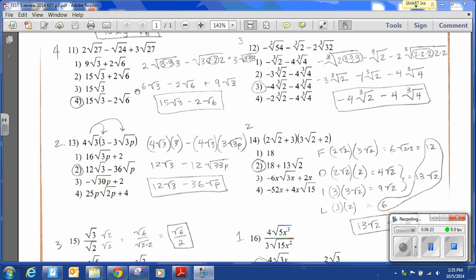Number 11 and 12, we are adding or subtracting radicals. Simplify first. We have 2 radical 3 times 3 times 3. That's 6 radical 3 minus 2 radical 6 plus 9 radical 3.